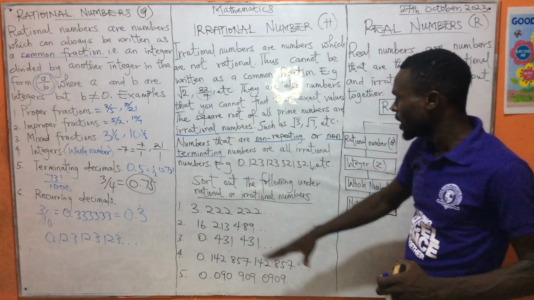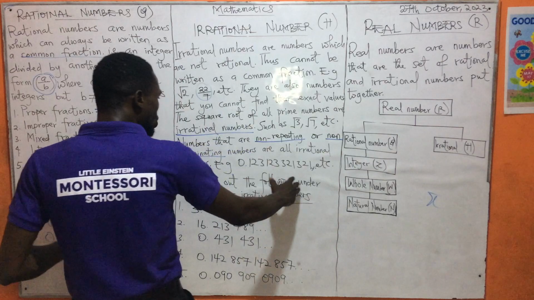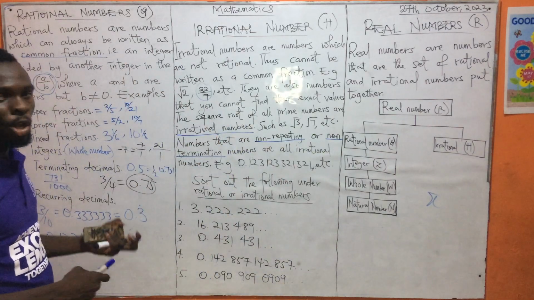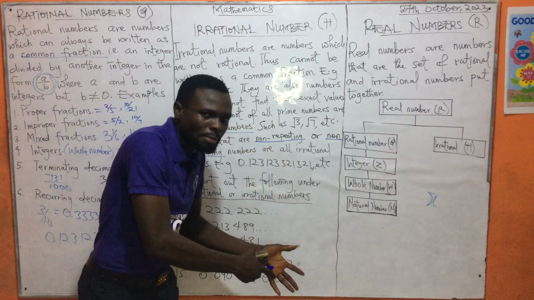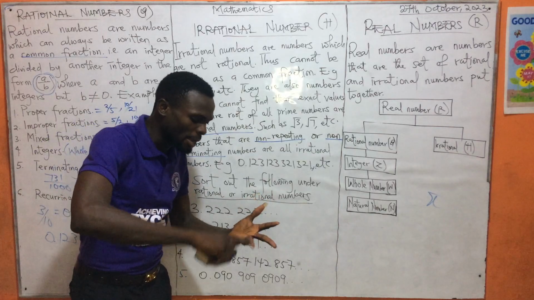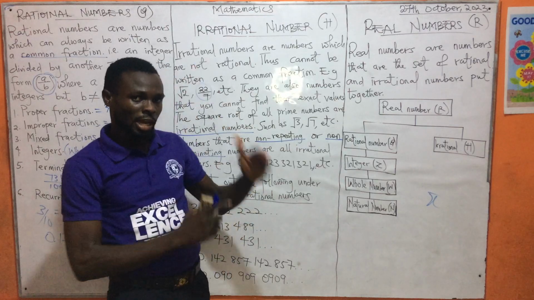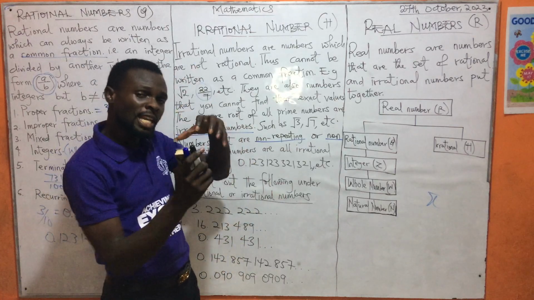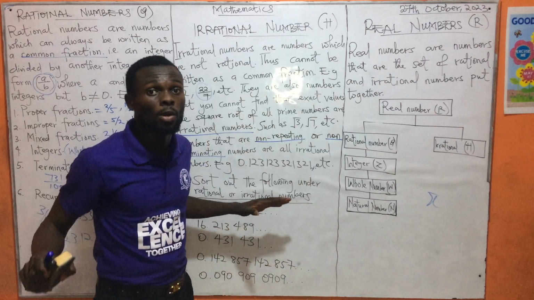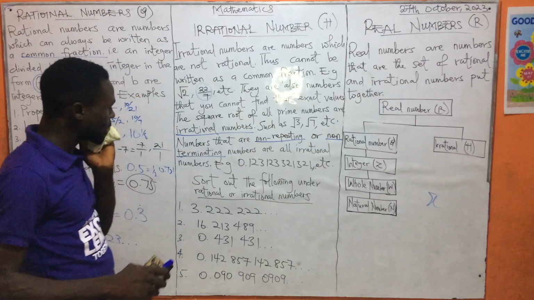Now we'll come back to this and look at the question here. It says sort out the following under rational or irrational numbers. So remember, we said rational numbers are numbers that can be written as a common fraction. We have the proper, improper, mixed, integers, terminating, and recurring. They are rational. Apart from that, there is no rational anywhere. Simple as that. Good. So let's look at the first one.